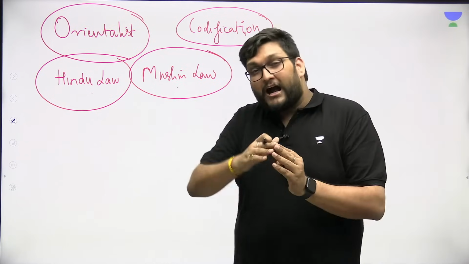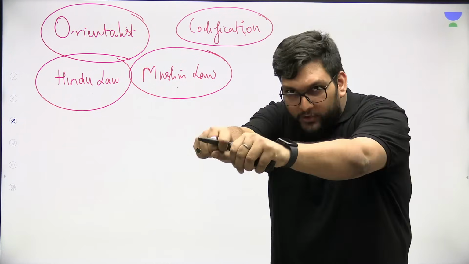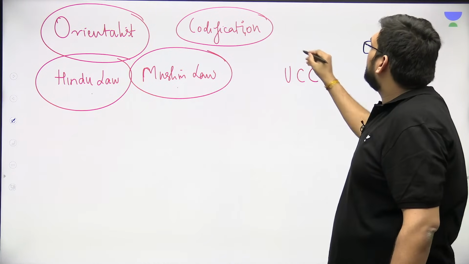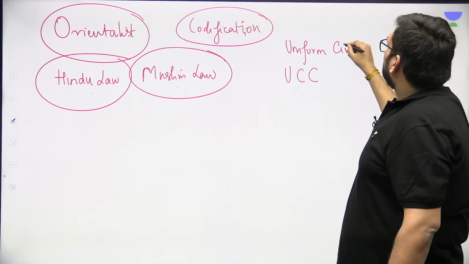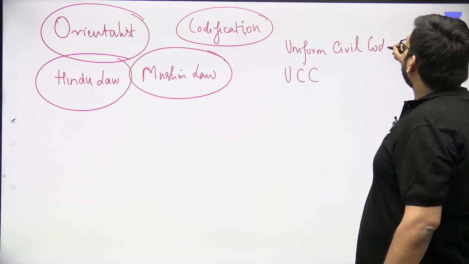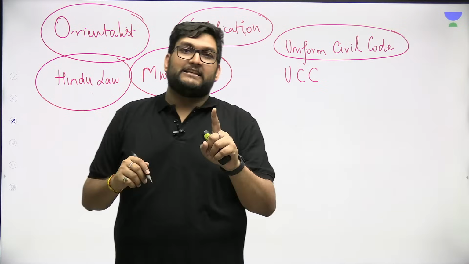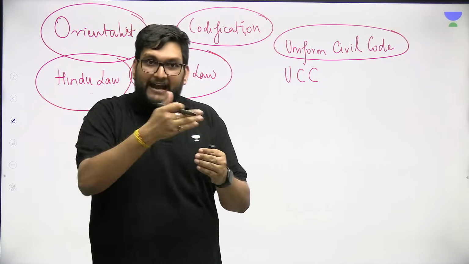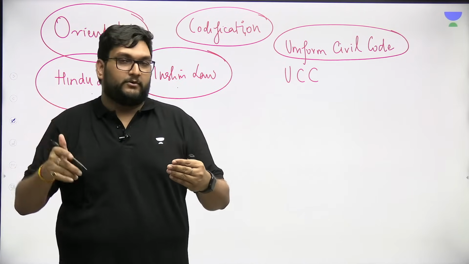Now, the way to undercut this, the way to in a way remove the colonial sense out of this was called the UCC, the Uniform Civil Code. Civil Code because it is based on personal law in that regard. Now, UCC was something which the British could never produce, because for them divide and rule was very important. Therefore, dividing us into categories was very, very important.